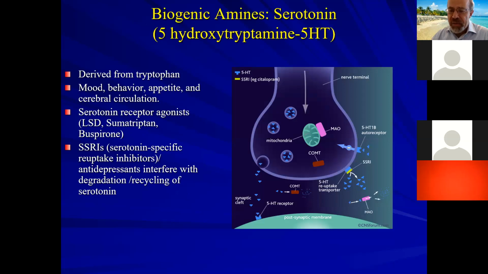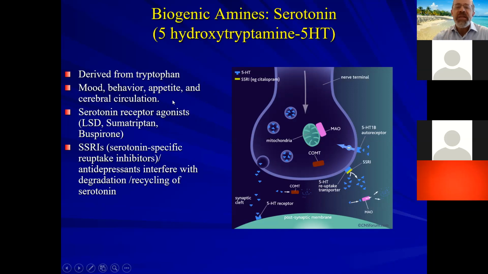Lastly, let's talk about serotonin as far as the amines. It's derived from tryptophan. We still have the same ingredients, vesicles. We got calcium coming in. We've got MAO and COMT involved. Okay. I want to mention a couple of things, though, that are really significant. They have a wide range of actions affecting mood, behavior, appetite, and cerebral circulation.